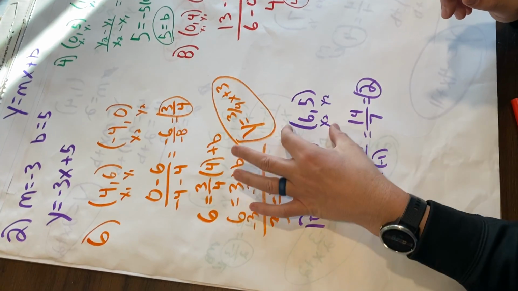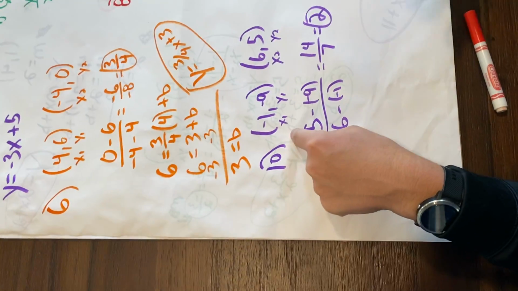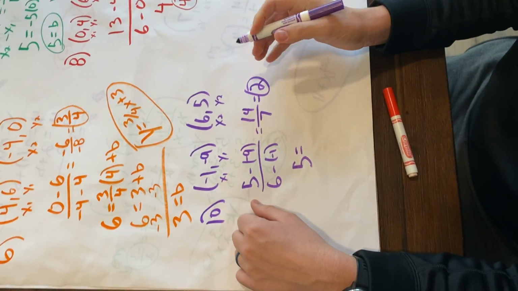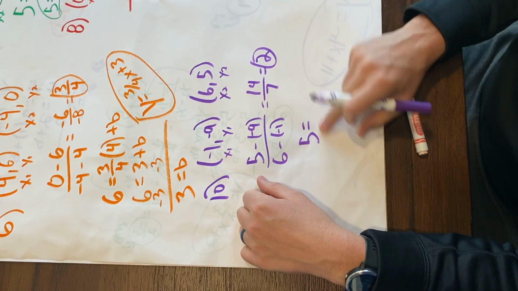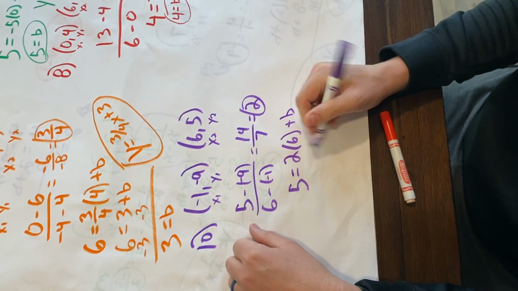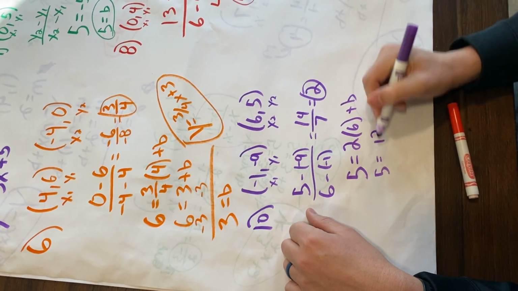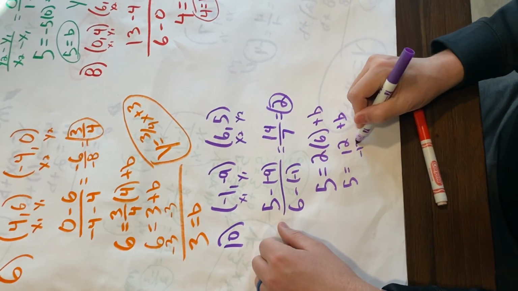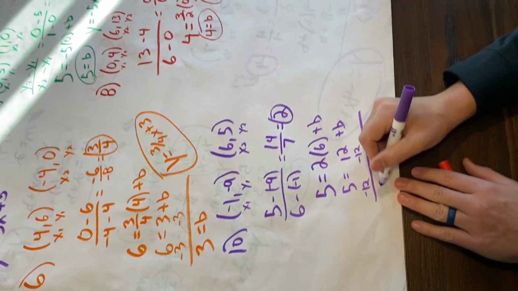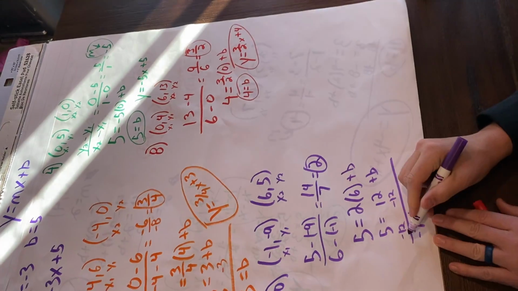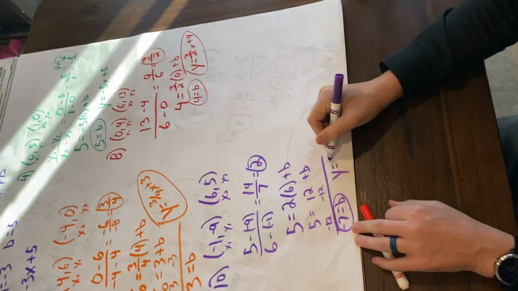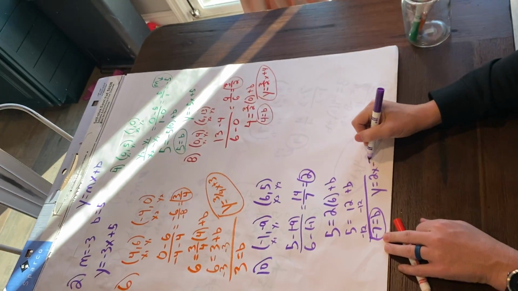Let's use the second point this time just so we can stay with the positives. If you use your first point, that's fine. You would have gotten the right answer if you did it the right way. 5 equals, so that's y equals mx plus b. M is 2, x is 6, plus b. 5 equals 12 plus b. Subtract 12 from both sides. -7 equals b. So we have our slope, we have our y-intercept. y equals 2x minus 7.